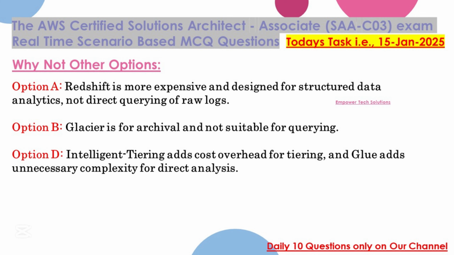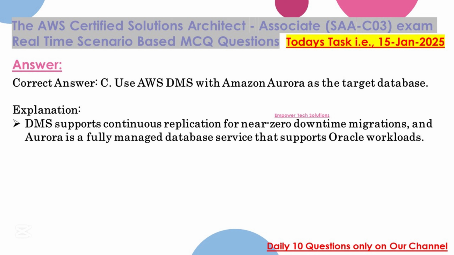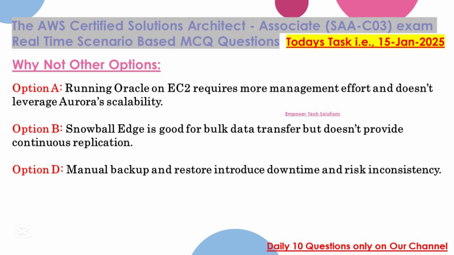Correct answer: C. Use AWS DMS with Amazon Aurora as the target database. Explanation: DMS supports continuous replication for near-zero downtime migrations, and Aurora is a fully managed database service that supports Oracle workloads. Why not other options? Option A. Running Oracle on EC2 requires more management effort and doesn't leverage Aurora's scalability. Option B. Snowball Edge is good for bulk data transfer, but doesn't provide continuous replication. Option D. Manual backup and restore introduce downtime and risk inconsistency.